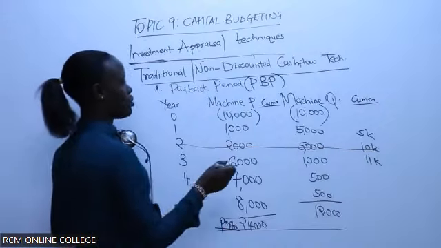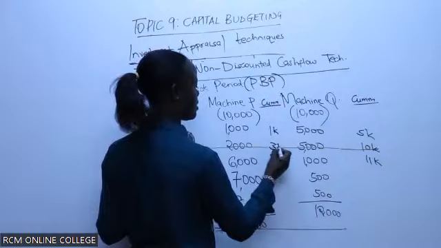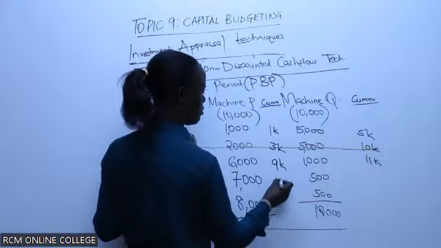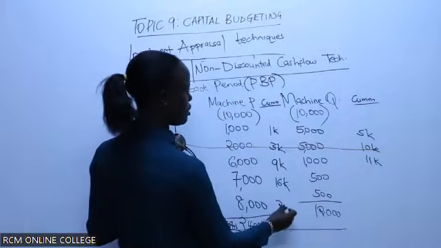But when we come to machine P, here we will have a 1K. Then this one will be a 3K. 3K, this will be a 9K. 9, this will be 16K. And finally, this one will be 24K.